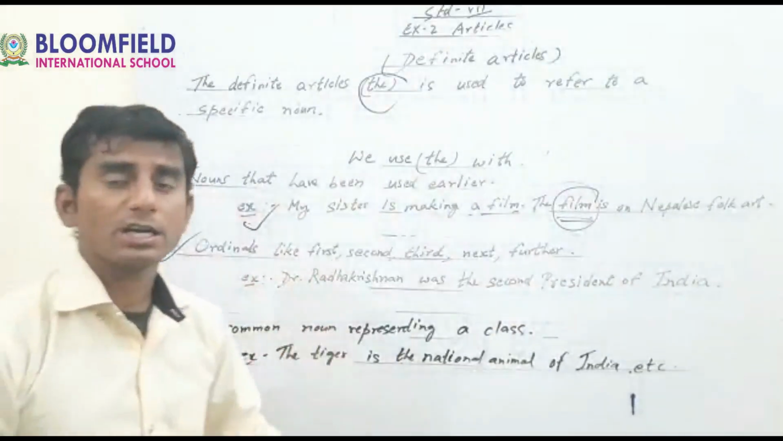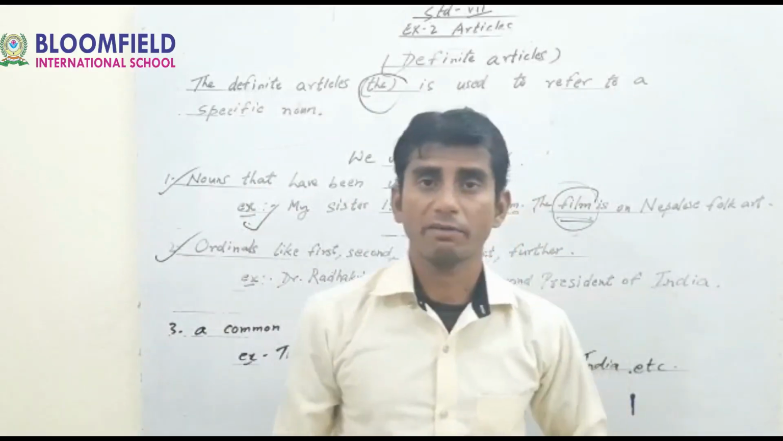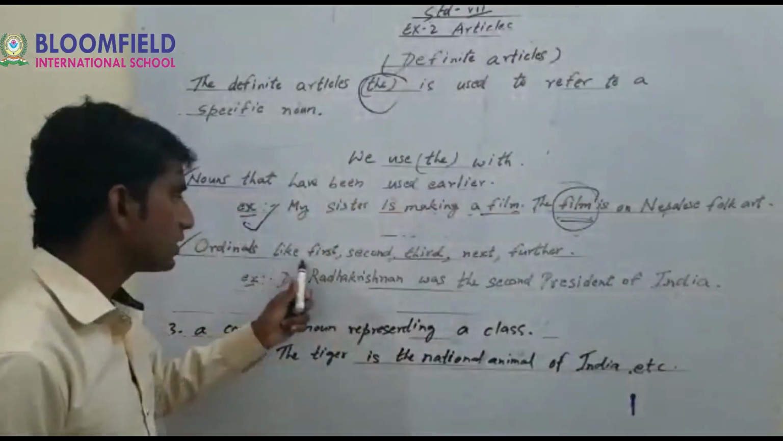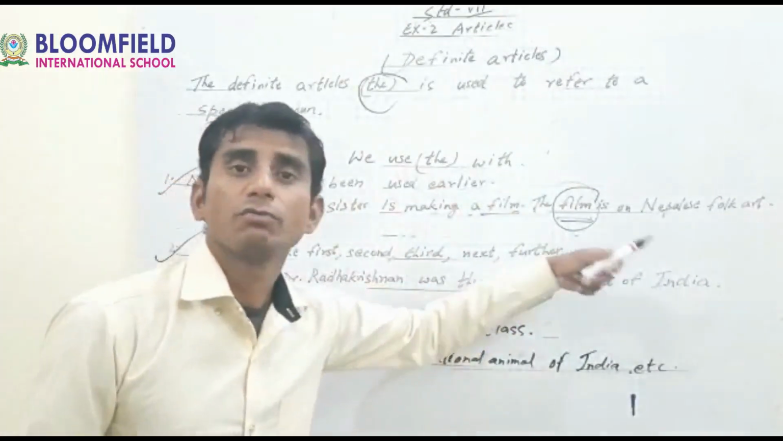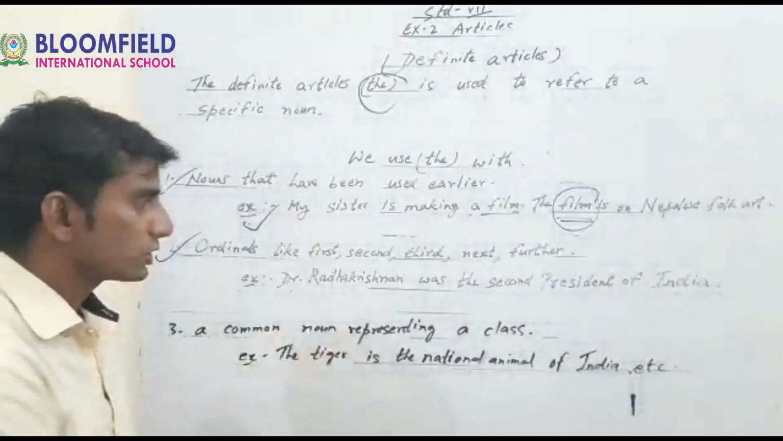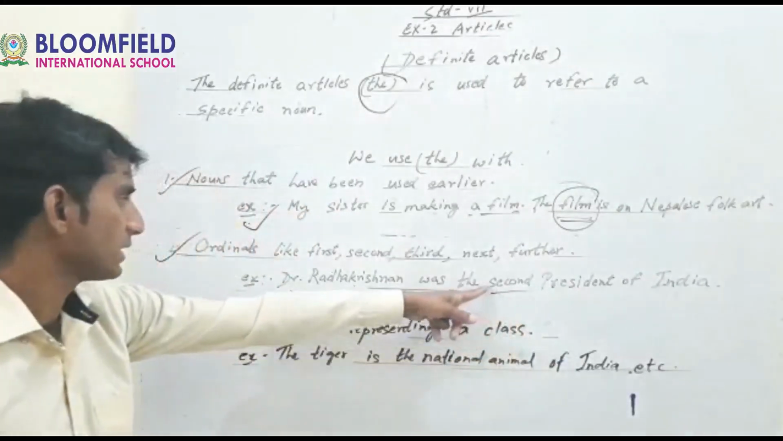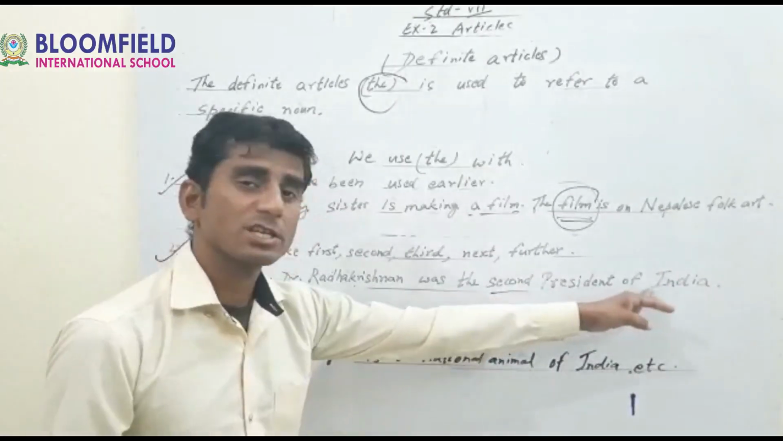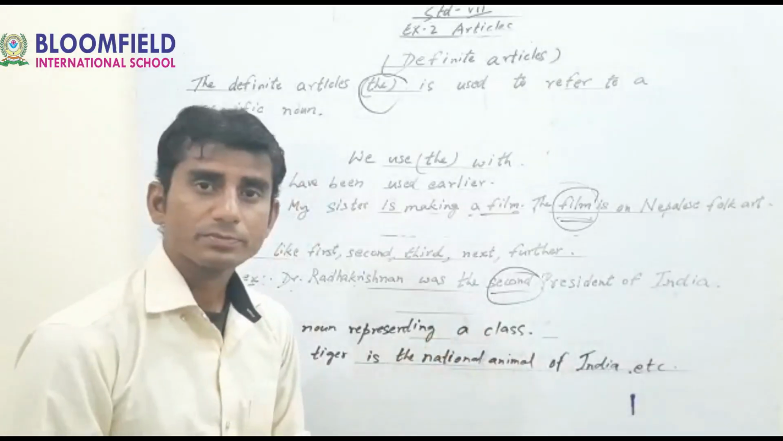Now, ordinal numbers, guys. First, second, third, fourth, fifth, sixth, seventh, eighth, ninth, 10, 11, 12. Before these we use "the". Ordinal numbers like second, third, next, fourth, fifth, further. Dr. Radhakrishnan was the second president of India. See, second, an ordinal number, has been used here, and before that, "the" has been used.